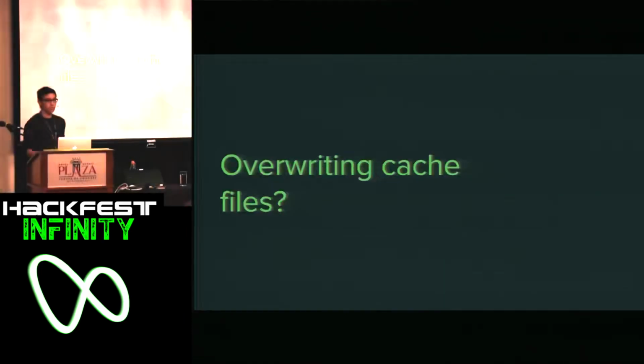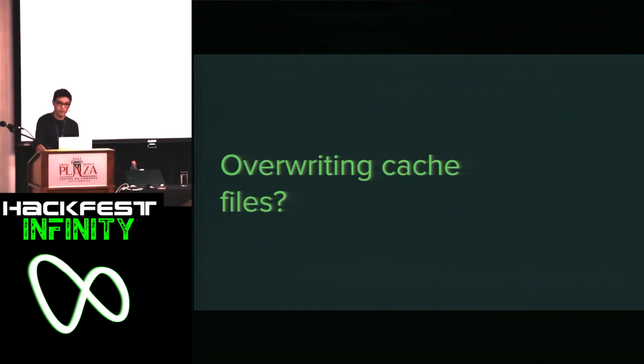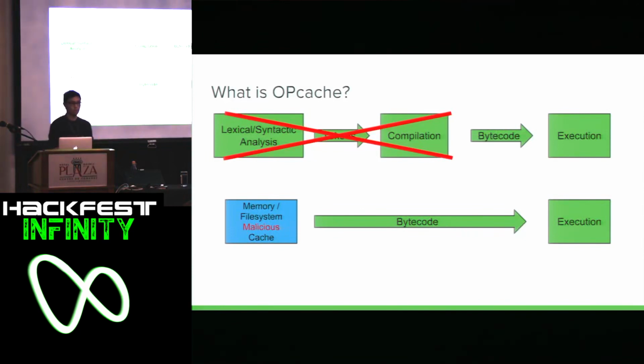So knowing this, what would happen if we managed to gain write access to one of those cache folders? Or more specifically, what would happen if we managed to overwrite one of those cache files with malicious content? Basically, PHP is going to try to execute a script. It's going to look in the file cache and see that there's already a cache file available. This time, that cache file is actually a malicious file, and PHP is just going to execute that directly, completely bypassing the original source code. And that's the basis of how we abuse OPcache to spawn web shells. We're going to inject malicious cache files.